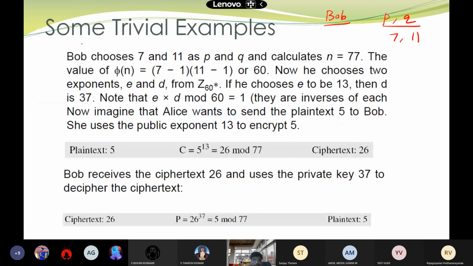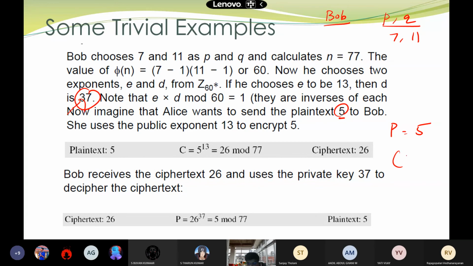So what we are going to do now. Ultimately he has shared this. Here the d value is 37. I'll teach you how you got the d value 37 in the next class. But now, Alice wants to send a plain text value 5 to Bob. So we'll deal with a very small example. Plain text 5 to Bob, which means the value is 5, right?